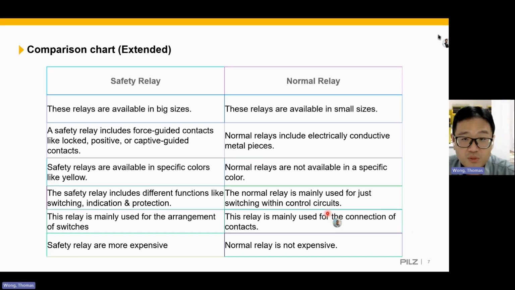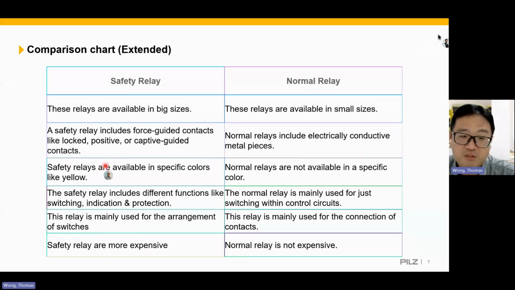Okay, so we will also look at this safety relays comparison. One of the things we look at is the sizing. Safety relays are actually big in size, and normal relays can have different sizings. Safety relays use force-guided contacts, like positive or captive guided contacts. Normal relays usually have electrically conducted metal pieces.